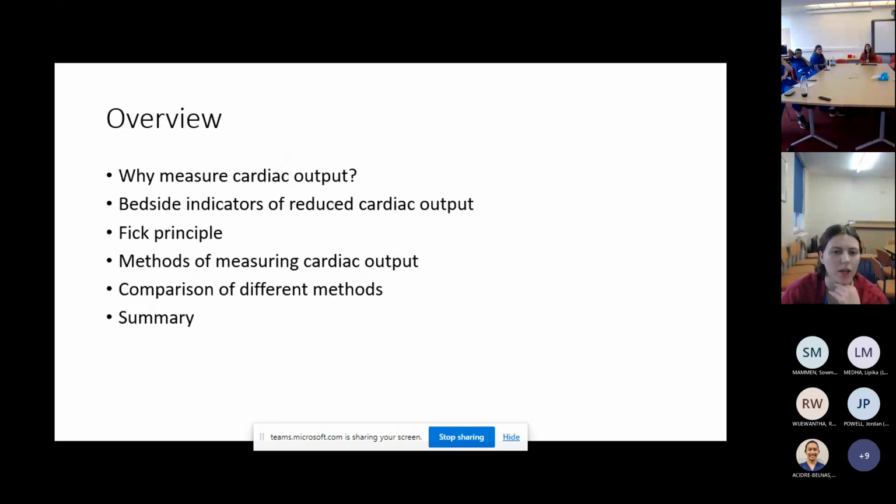So just an overview of what I'm going to go through. I'm going to talk about why we might want to measure the cardiac output, what we might see from the bedside in terms of a patient with reduced cardiac output, talk through the Fick principle, some various methods of measuring cardiac output in intensive care, a brief comparison of these methods, and that'll be the end.